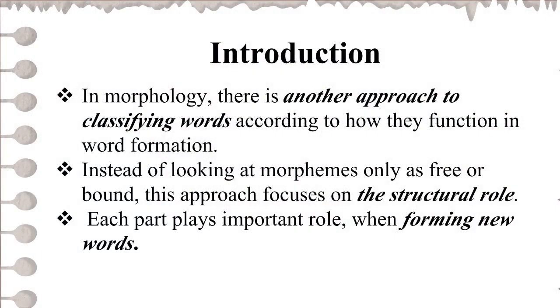In morphology, classifying words simply as free or bound morphemes is only one approach. In fact, there is another approach to classify words by looking at how they function in word formation. This approach focuses on the structural role of a word and helps us understand the specific role each element plays. And once you look at words this way, the entire process of word formation becomes much clearer.